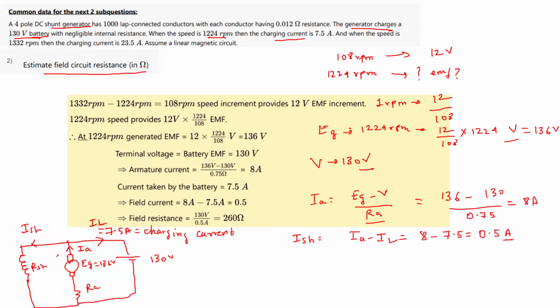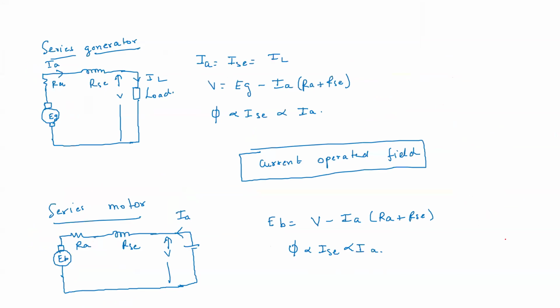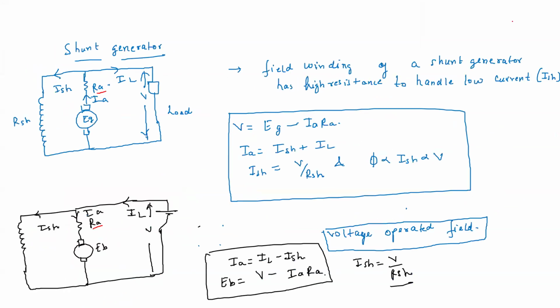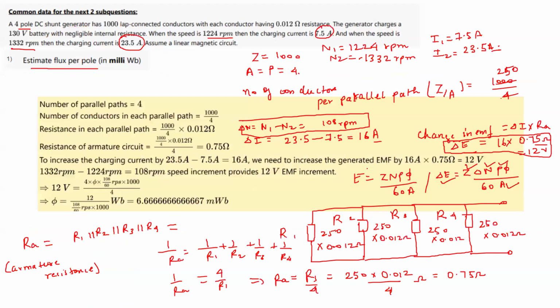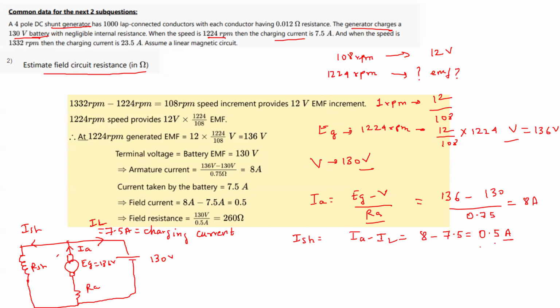So shunt current in general is a very low current, as I have written also here, that the field winding of a shunt generator has high resistance to handle low current. So this 0.5 is a low current, right? So that is the thing.